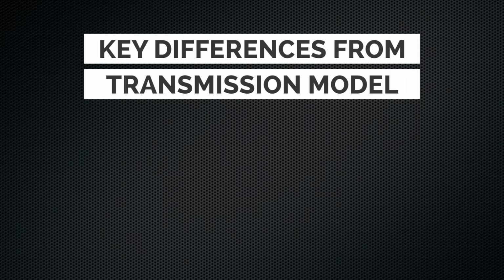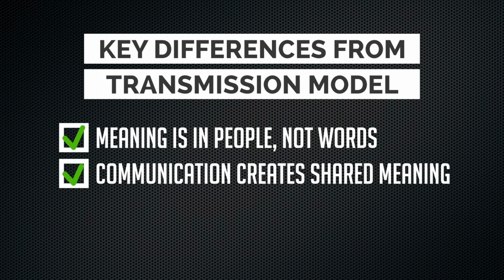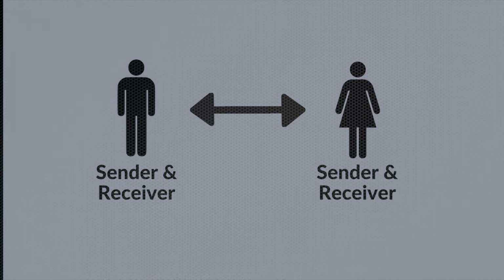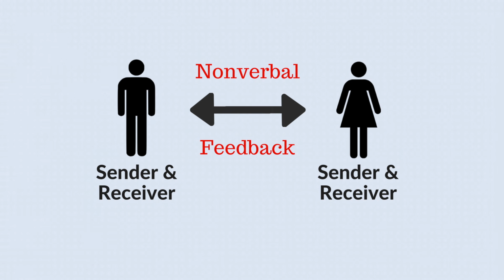This model, the transactional model, they don't believe that meaning is contained in the words. Instead, they think meaning is in people. Meaning comes about through the interaction. So the communication process is largely about creating shared meaning between and among people. You don't start out, for example, understanding other people. We have to work toward that through communication. According to this model, people are both senders and receivers at the same time. So this model integrates nonverbal communication and feedback.